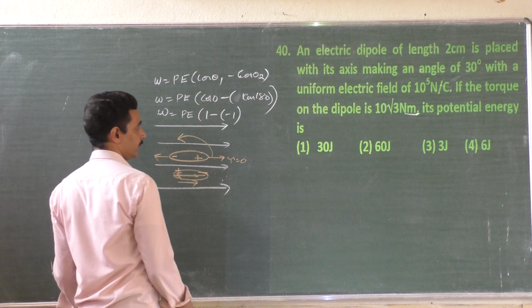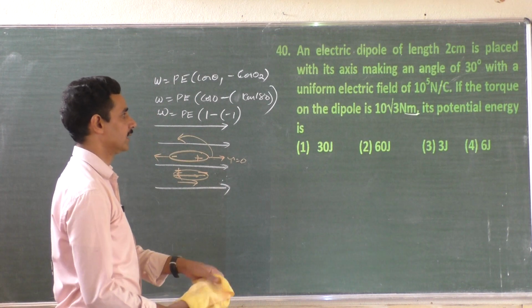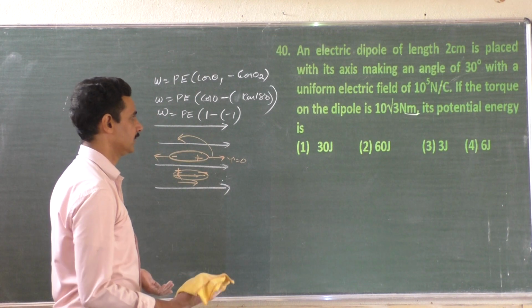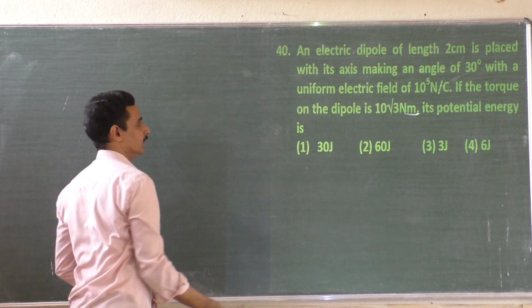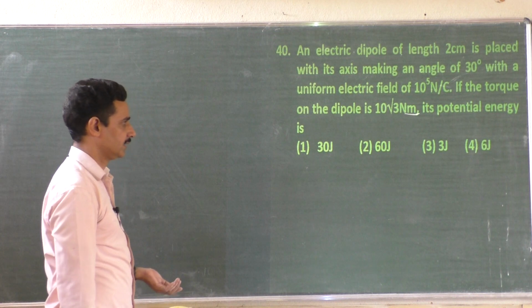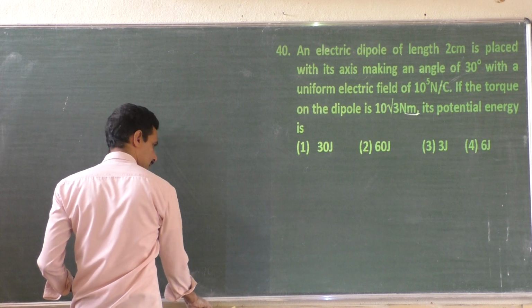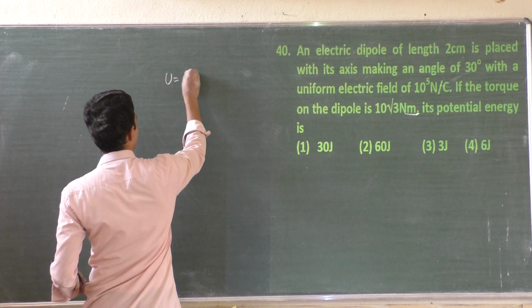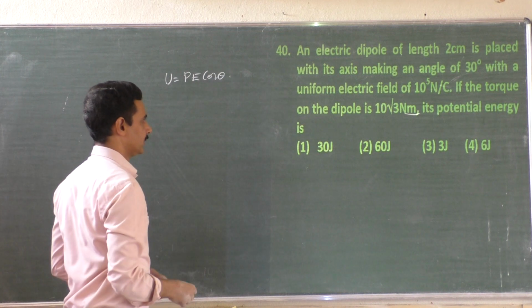An electric dipole of dipole length 2 cm is placed with its axis making an angle of 30 degrees with a uniform electric field of 10 to the power 5 newton per coulomb. If the torque of the dipole is so much, then what is the potential energy? Potential energy stored in a dipole is, you know, pE cos theta. Let us not worry about the negative and positive signs.